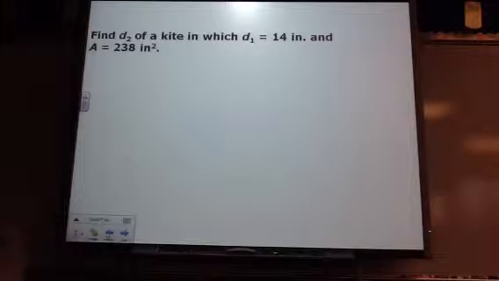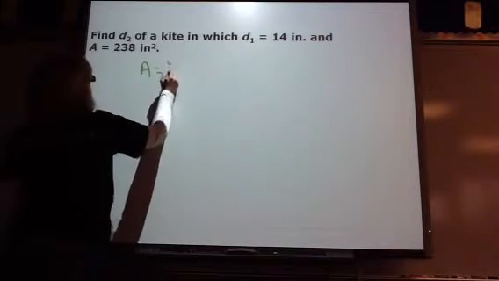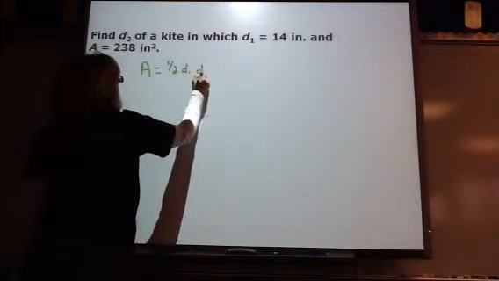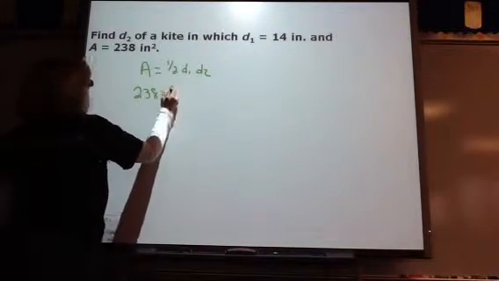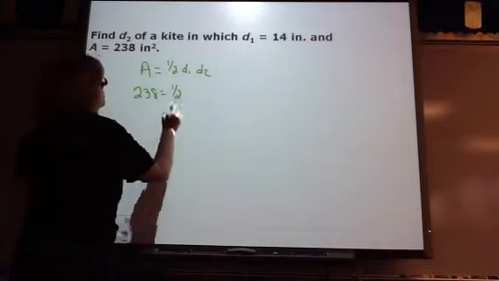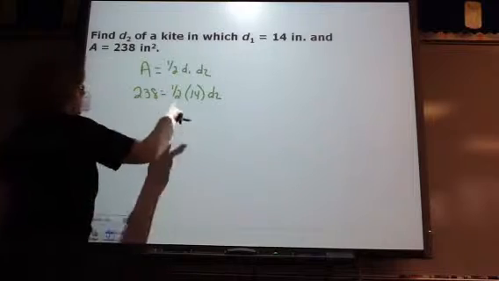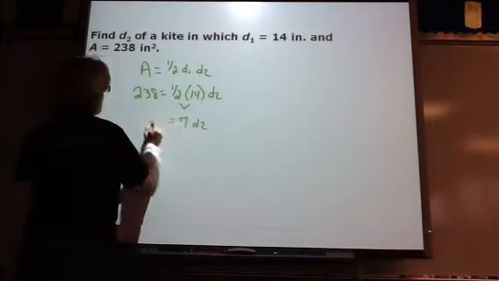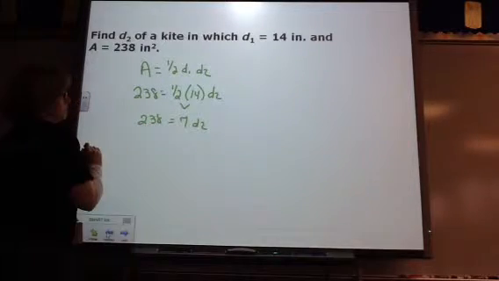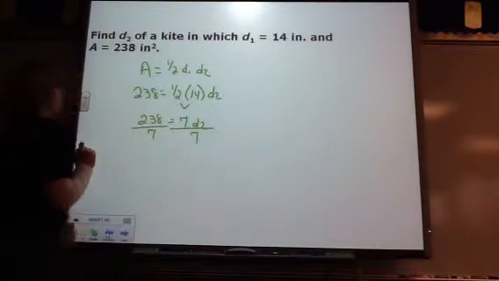Alright, we don't have a drawing on this one, but we can still find what we're missing here. Same formula. Substitute in what you know. Simplify this side. Isolate your diagonal 2.